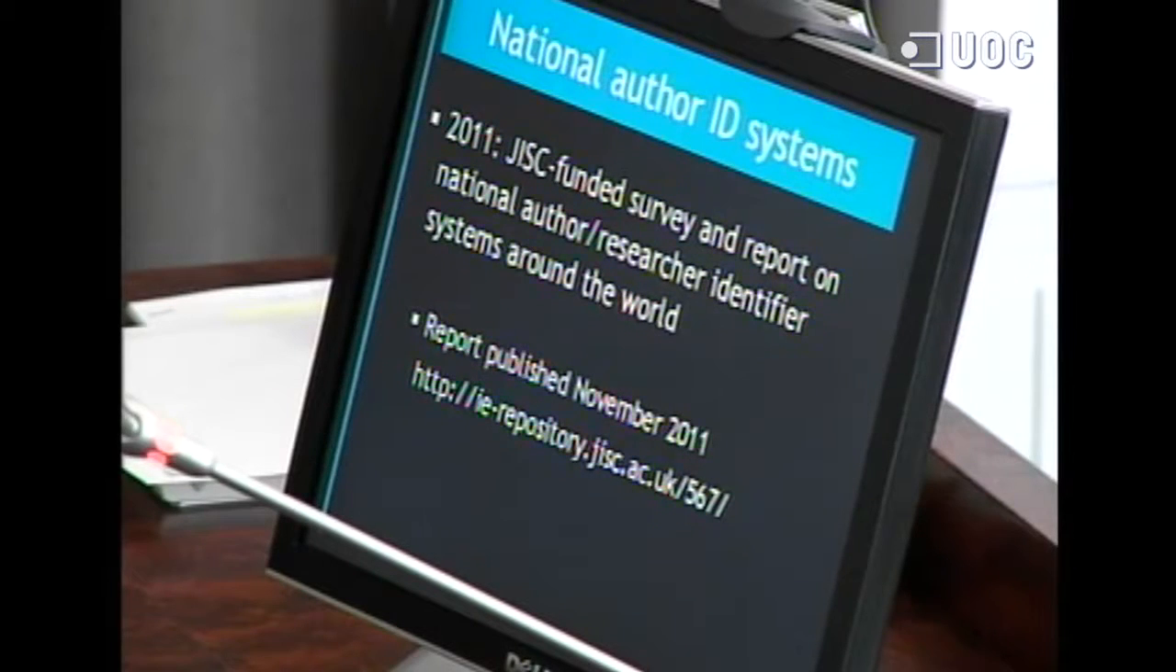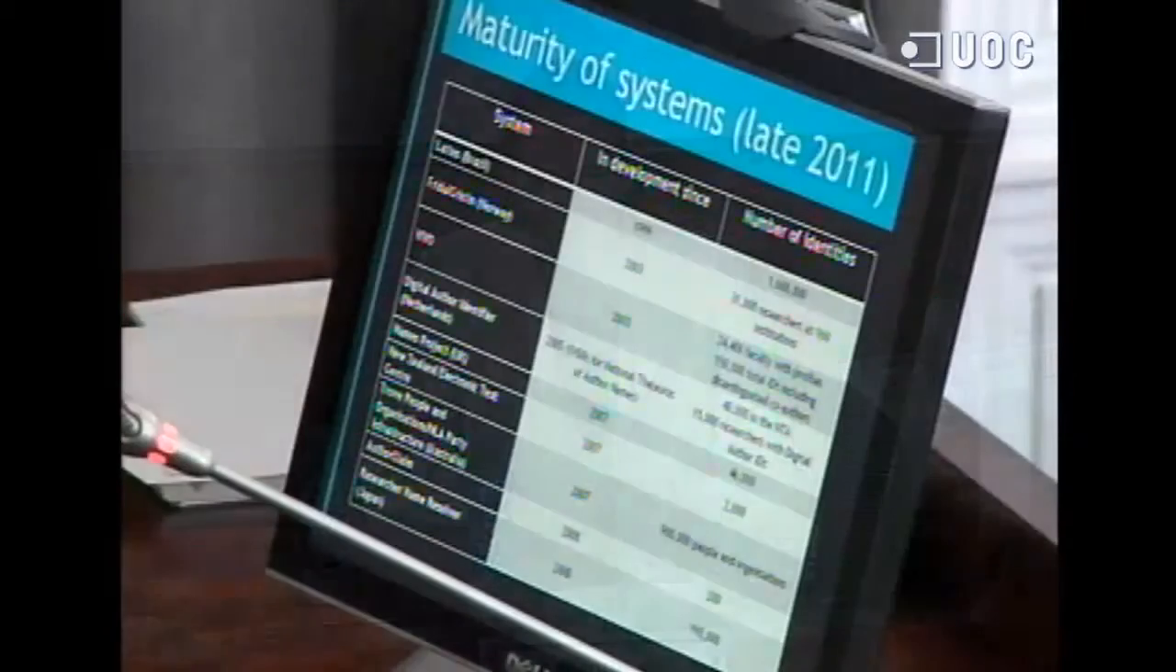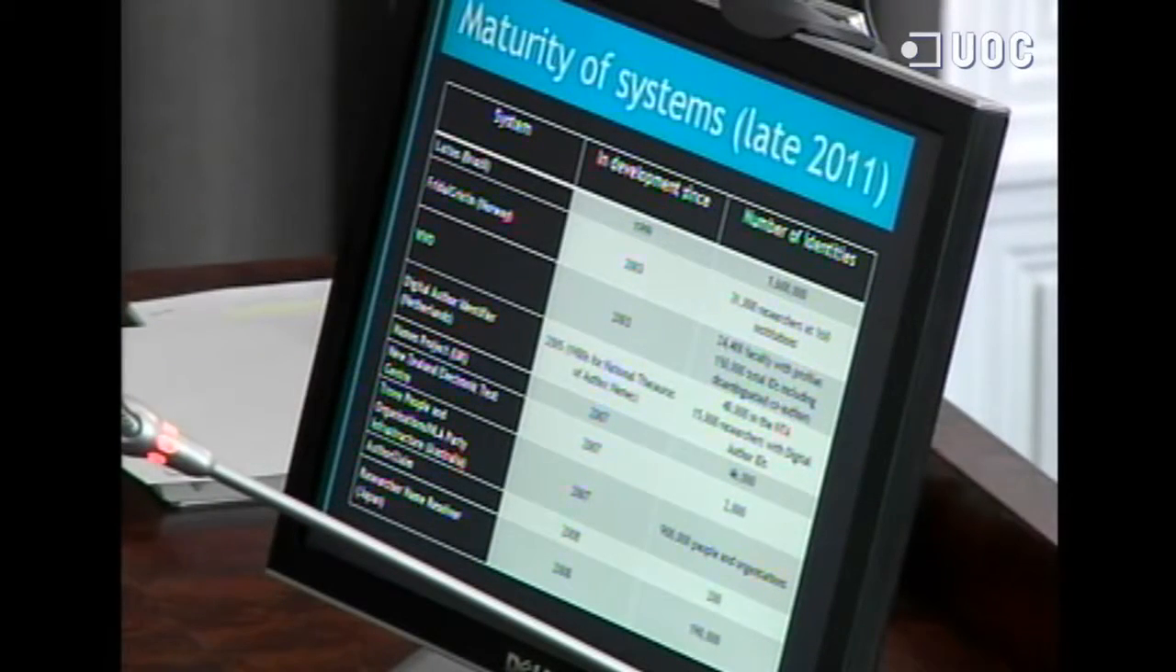So in terms of national author identification schemes, there are quite a few out there. Martin mentioned the Brazilian system, LATES, earlier on. JISC paid for this report to be published last year, which looked at a whole series of national author identifier services around the world. And it's not complete. I know I've missed at least one or two systems. Like I found out about the Portuguese system just last month, for example.